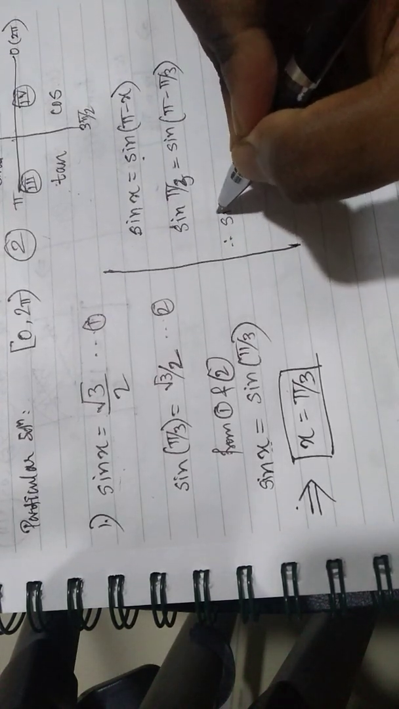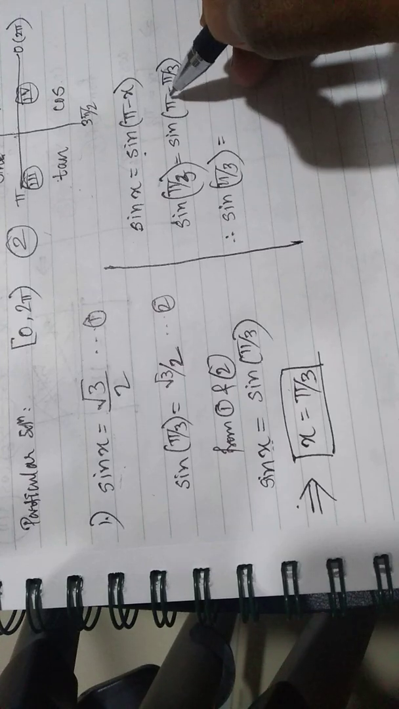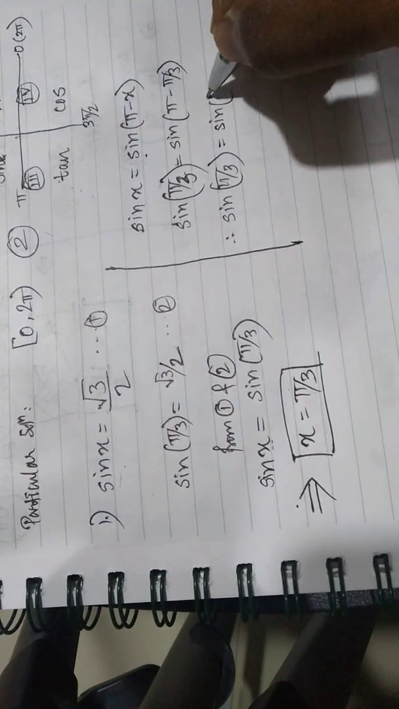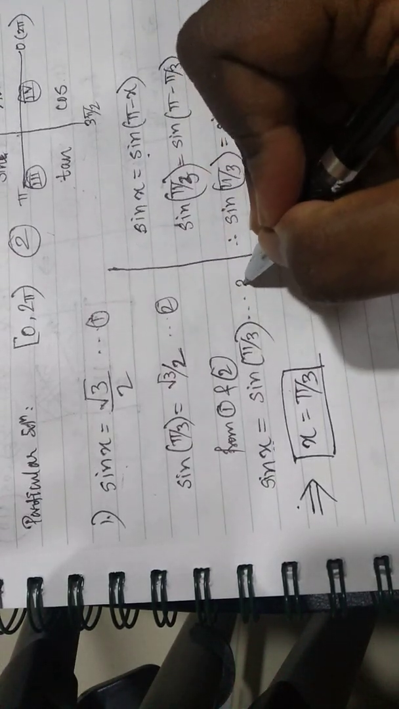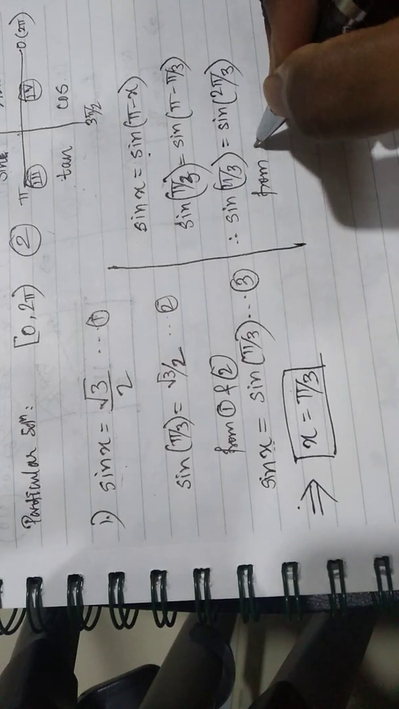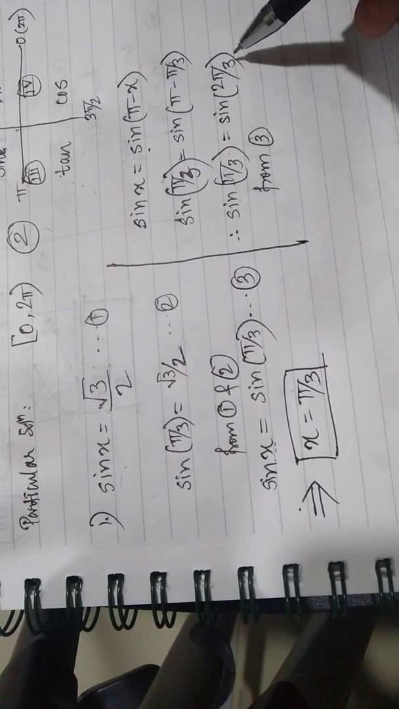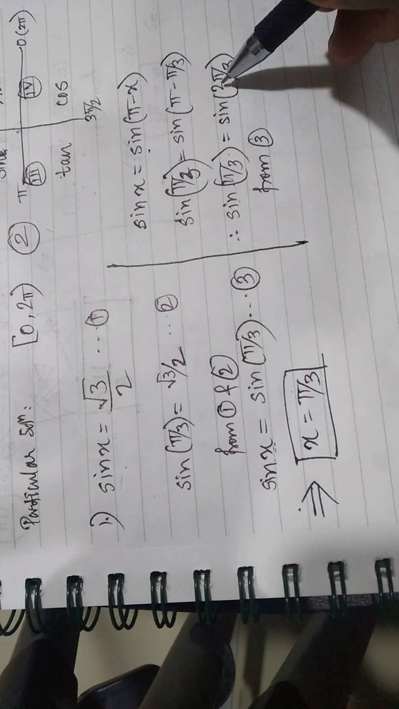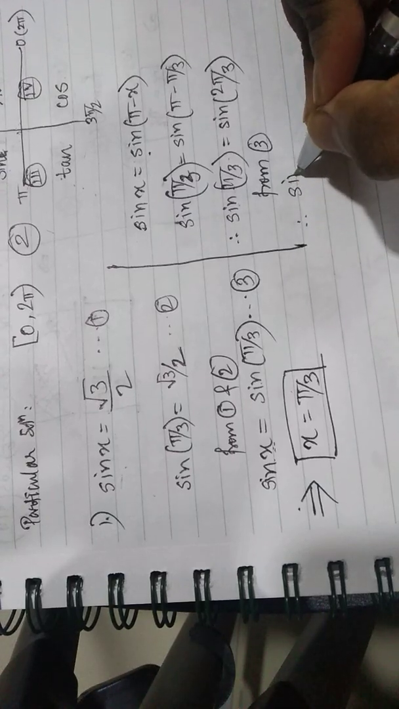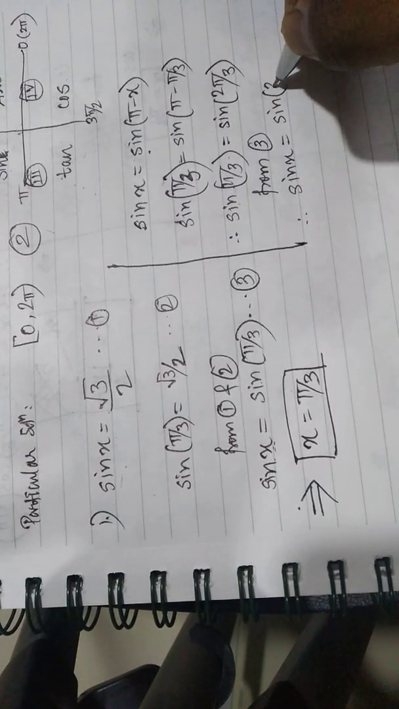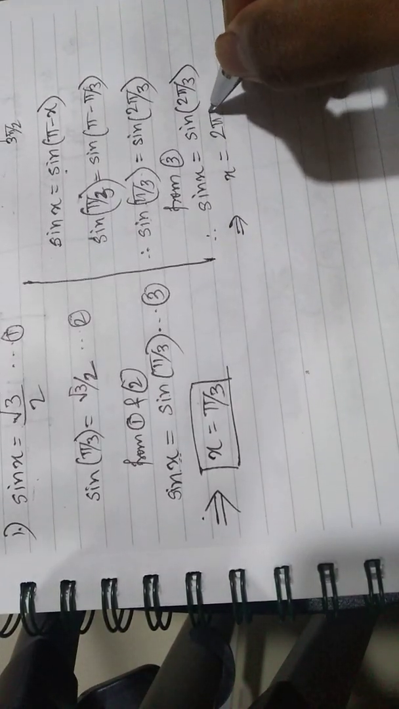Therefore sine pi by 3 is equal to sine of, put this in bracket, if you equalize the denominator, this becomes 3 pi minus pi, which is 2 pi, so sine 2 pi upon 3. I'll call this equation 3. Now from 3, if you notice, sine pi by 3 is equal to sine x, and sine pi by 3 is equal to sine 2 pi by 3. Therefore sine x is equal to sine 2 pi by 3. It's like a equal to b, b equal to c, therefore a equal to c. So what will this imply? x is equal to 2 pi by 3.